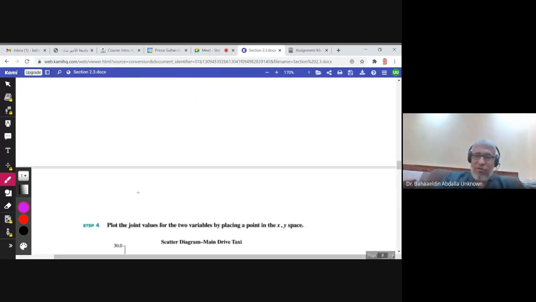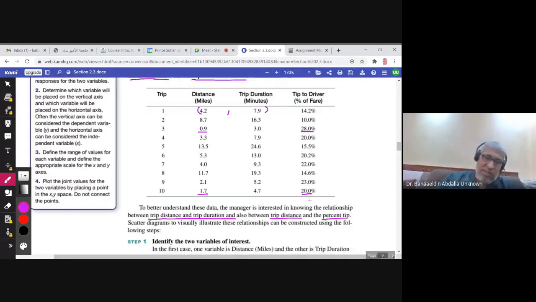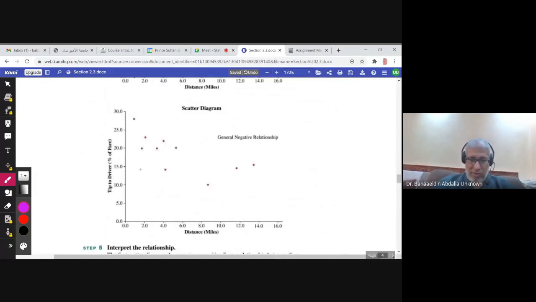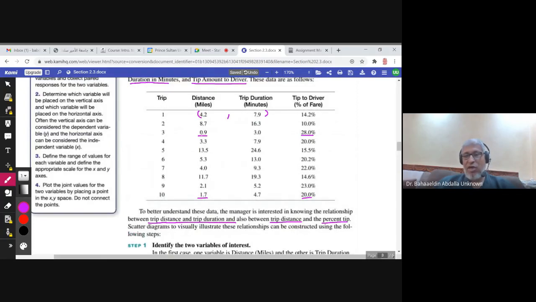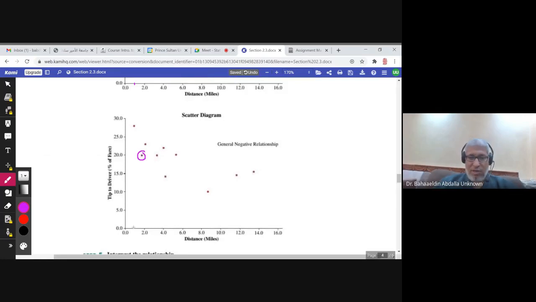And now you take a point. For example, you put all the points, but let us take 1.7 and 20. So this is 1.7, this is 2, so this point represents 1.7 with 20. There is a point less than 2, but let us check it. Where is that point? Yeah, 0.9. So there is a point 0.9 with 28. So this is the point 0.9 with 28.